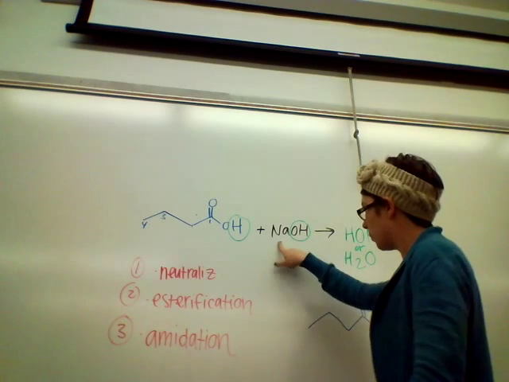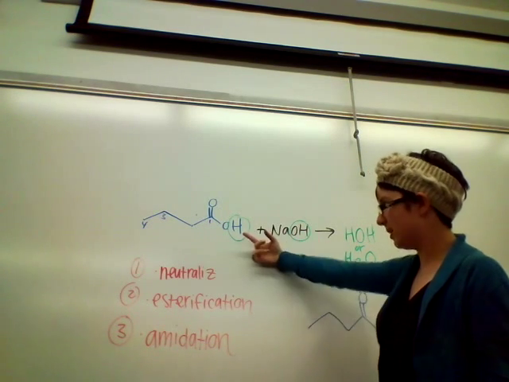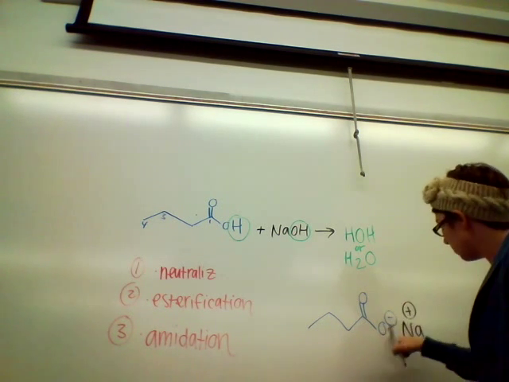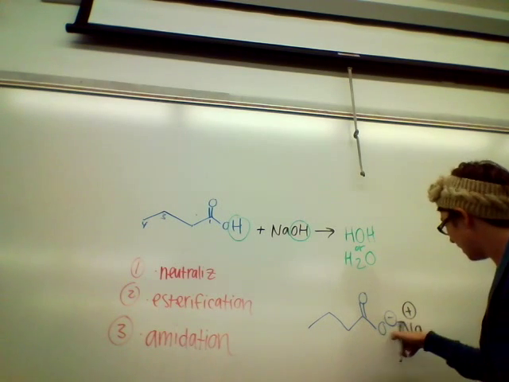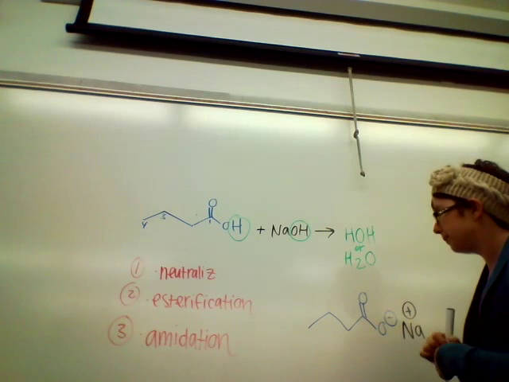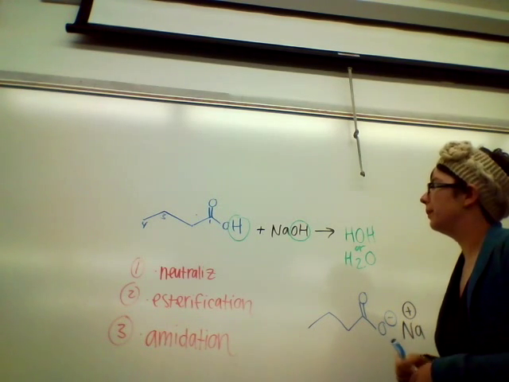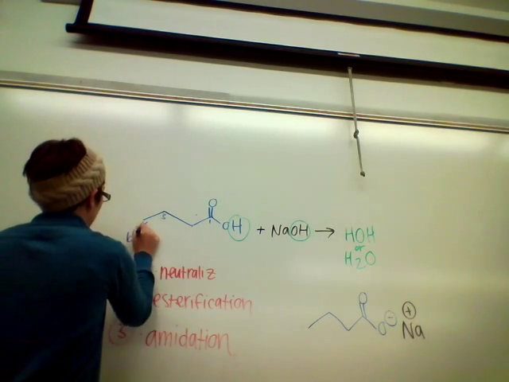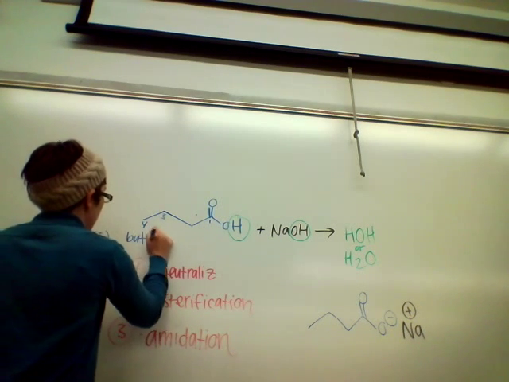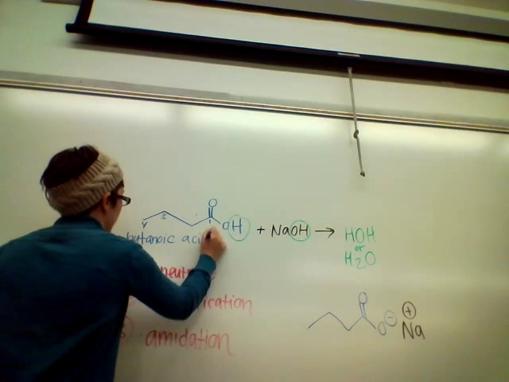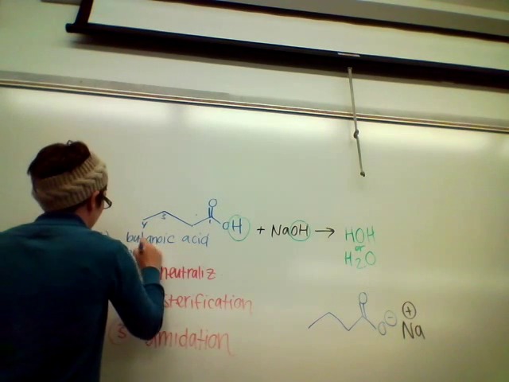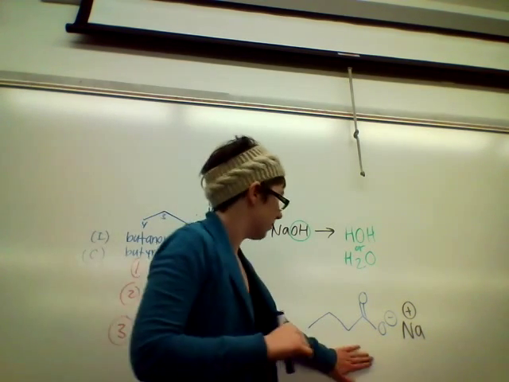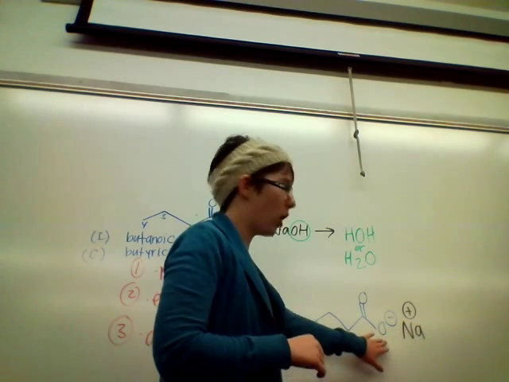And now the sodium's like, well, dude, my OH got stolen by this H over here, so I'm going to hang out with this guy. I'm pretty positive, and this O- is looking pretty good right now, so I'm going to hang out next to him. And so, let's go ahead and put the names for this guy up here. We know that the IUPAC name is butanoic acid, and the common name is butyric acid. Now this here, this is called a carboxylic salt.